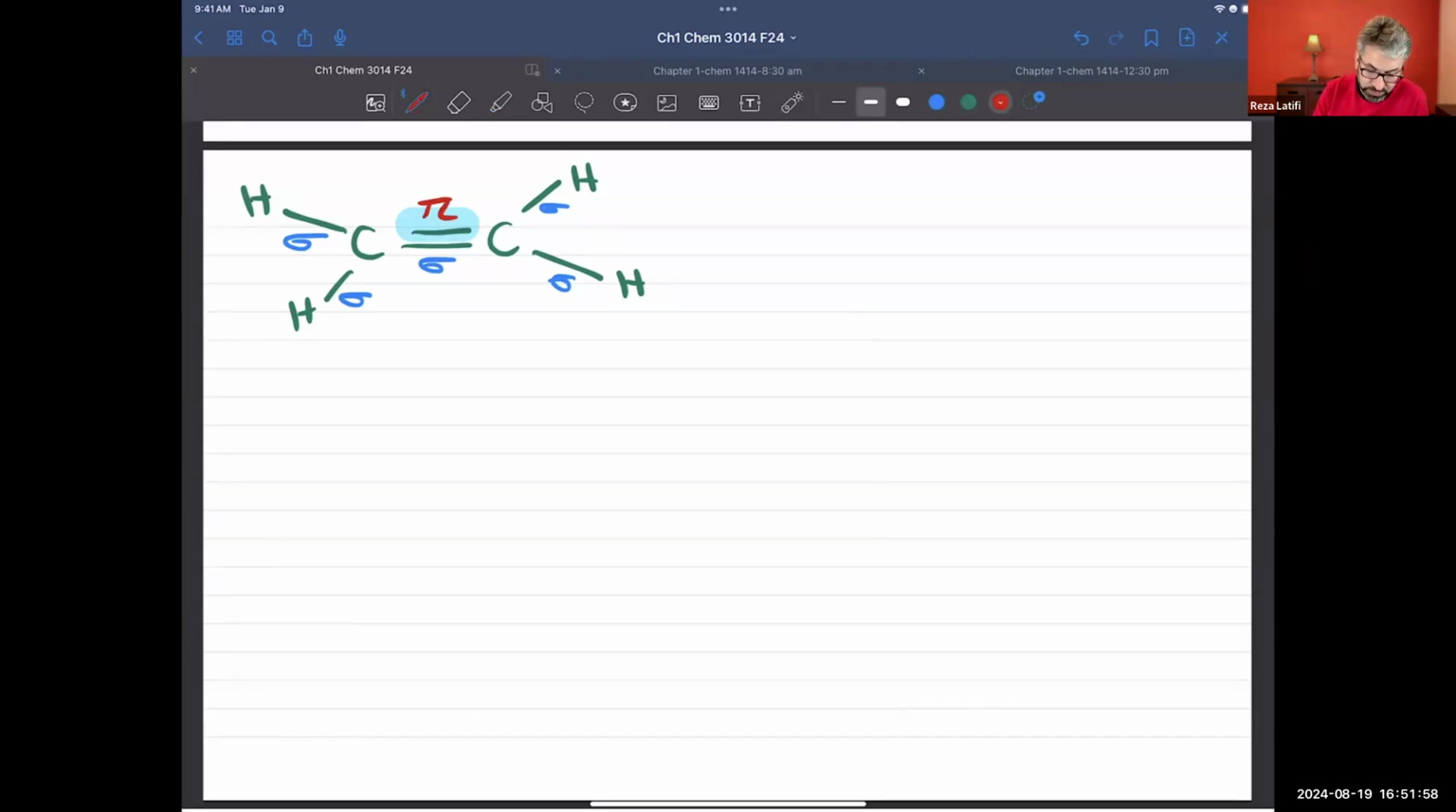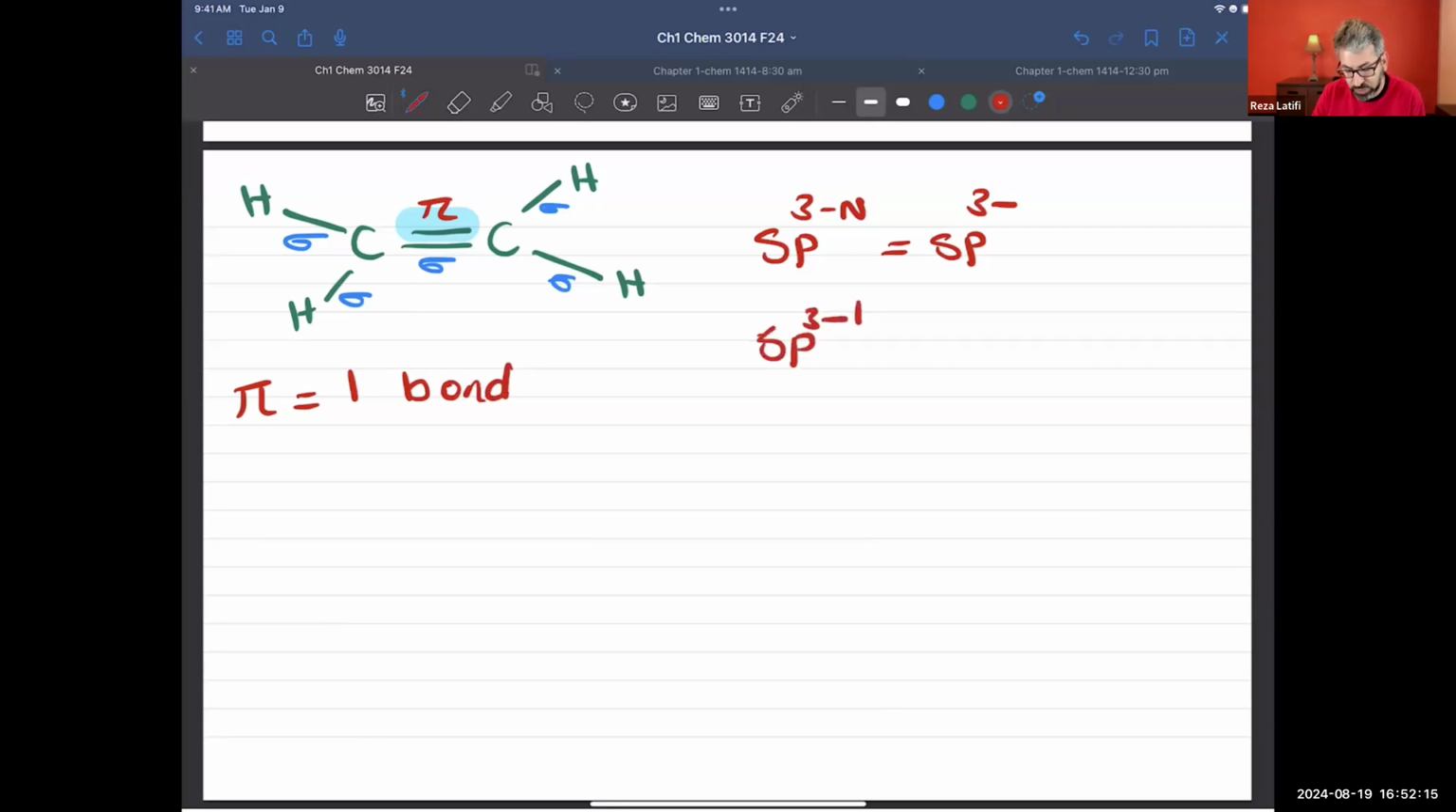For any carbon, you will say sp3 minus n. How many pi bonds do we have? We have 1 pi bond. So the hybridization will be sp3 minus 1. That's going to be sp2. How about this?